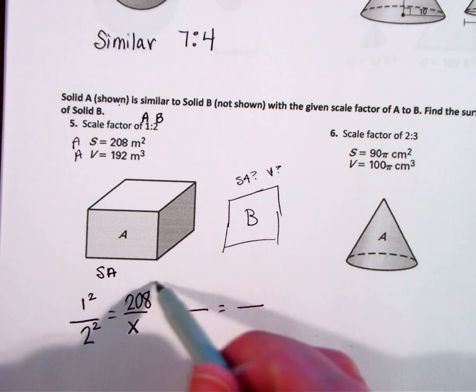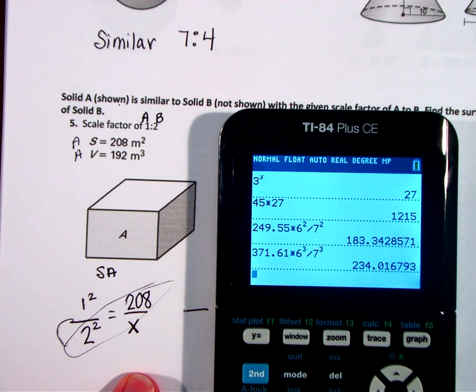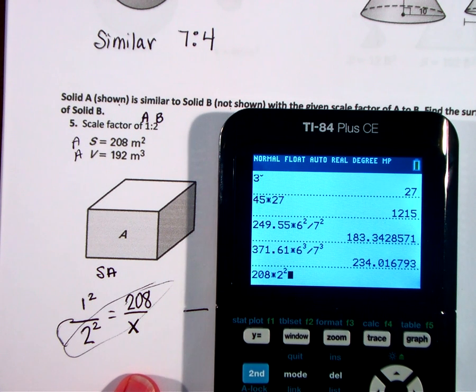Okay, so we cross multiply here, and then divide. And you can type this right into your calculator with the squareds in there. So 208 times 2 squared divided by 1 squared. Now I know dividing by 1 isn't going to do anything, but I just wanted to show it to you in the calculator.